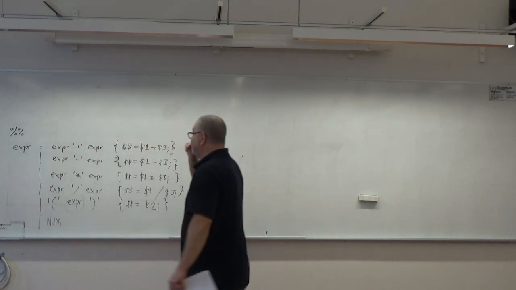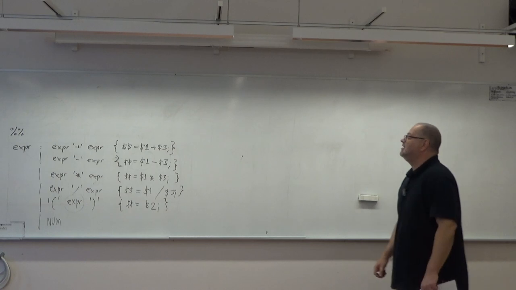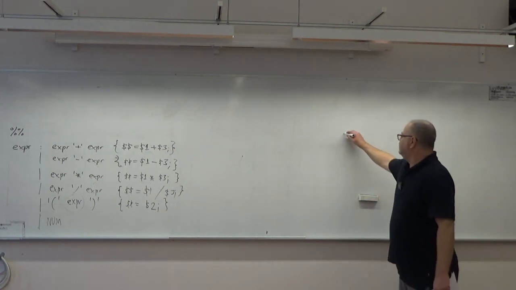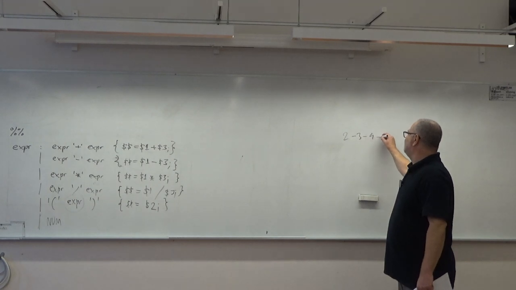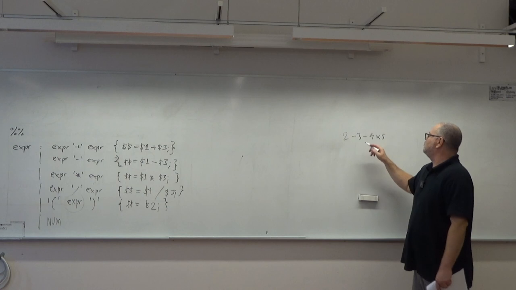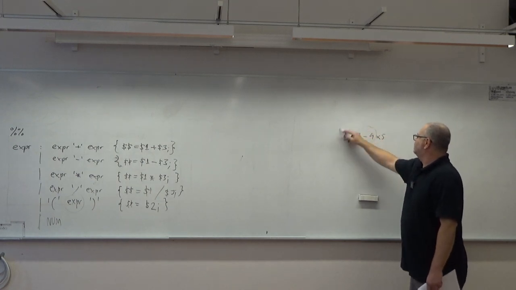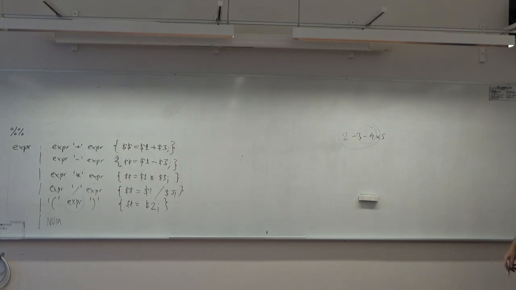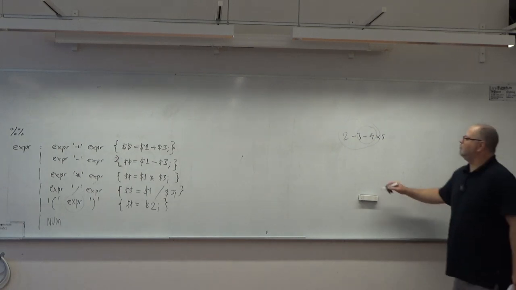But here we have clearly a very ambiguous grammar. 2 minus 3 minus 4 times 5. Okay, should I start by this one or this one? What should I do? Well, what we want to do is follow the normal rules.